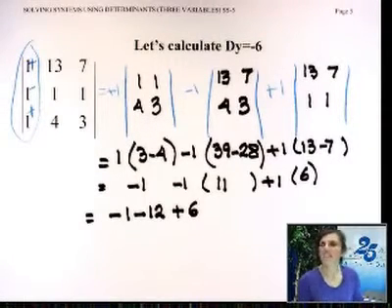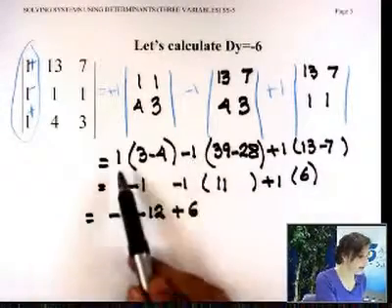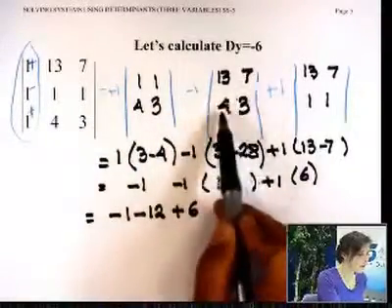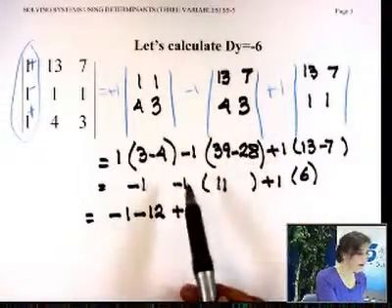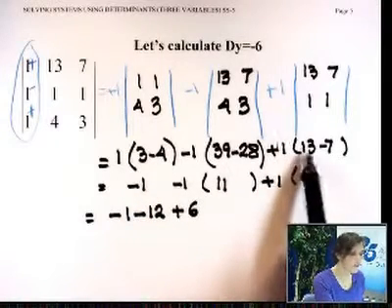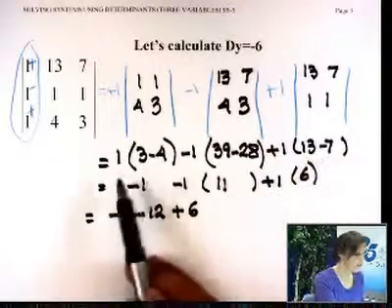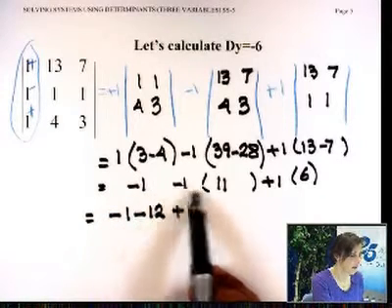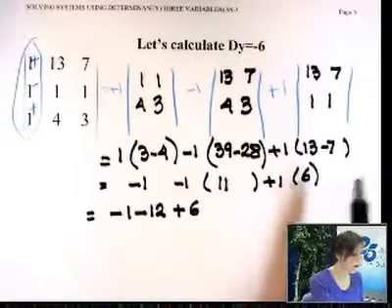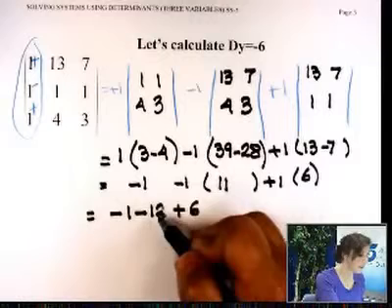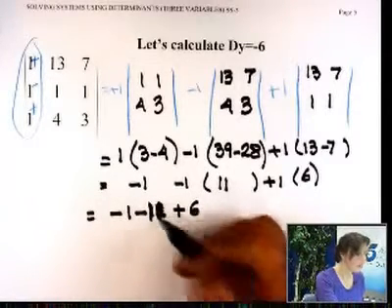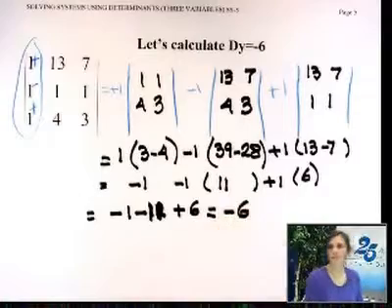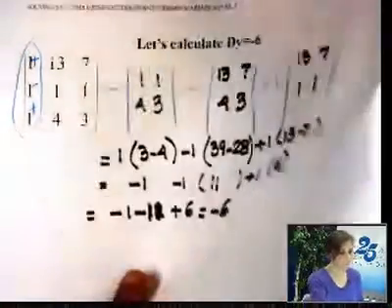Why did I get that? So let's go look at it one more time. 1, 3 minus 4. 1, 1, 4, 3. That's good. Negative 1, 13, 7, 4, 3. All right. And this one is 1, 13 minus 7. So this is going to be negative 1, negative 11, plus 6. Oh, I don't know why I did that. Negative 1 times 11, that's negative 11. All right. So that's going to give me negative 11, negative 1, negative 12, plus 6. That's negative 6. All right.